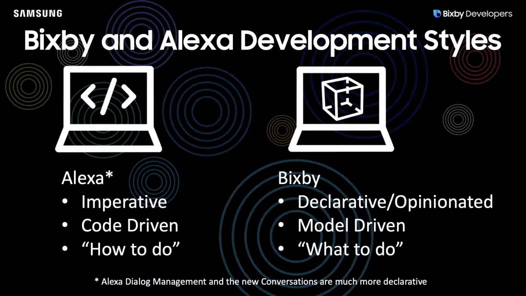So one thing you're going to notice as we go through Bixby and Alexa is they're very different development styles. Alexa is quite imperative. And what I mean by imperative, it's code-driven. You write an awful lot of code to get what you want to have done. You essentially describe in your code how to do something. Bixby, on the other hand, is very much a declarative framework, a very opinionated framework, which means it's model-driven. So you write a small fraction of the code, but you write far more models. You're really telling your application what to do versus how to do.